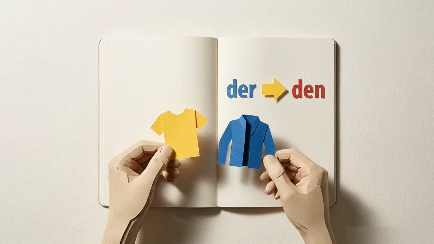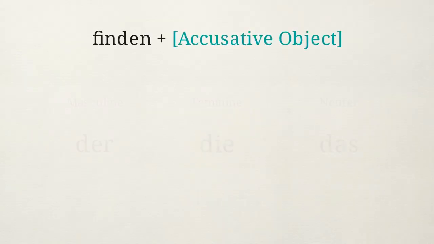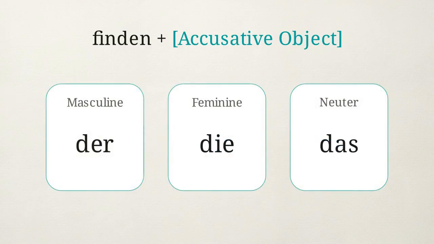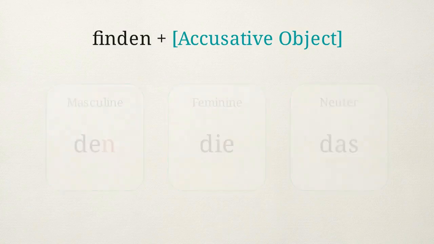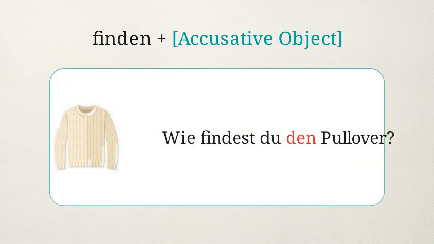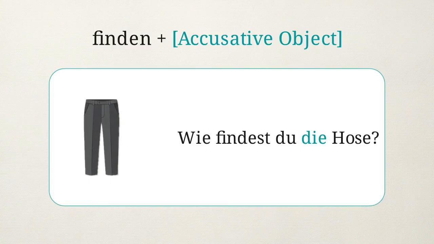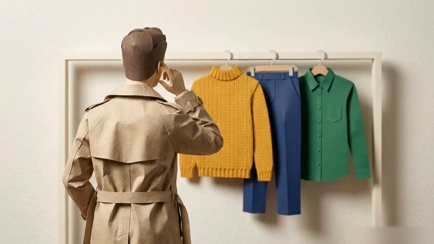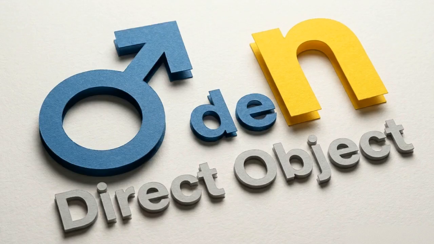You need to know these baseline forms before you can accurately modify them to express an opinion or describe what you are wearing. The verb finden makes the clothing a direct object, triggering the accusative case. Feminine die and neuter das stay unchanged, but masculine der shifts to den. For example, we ask, wie findest du den Pullover? But for pants, wie findest du die Hose? Using finden requires a mental check of the item's gender. If the item is masculine, you must apply that n ending to show it is the object of your opinion.